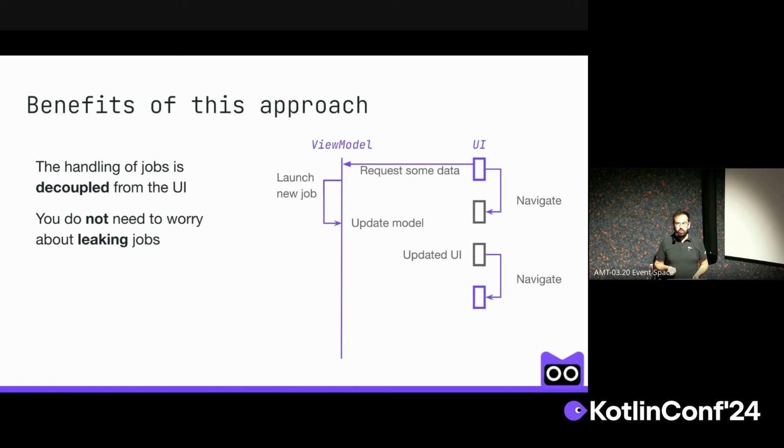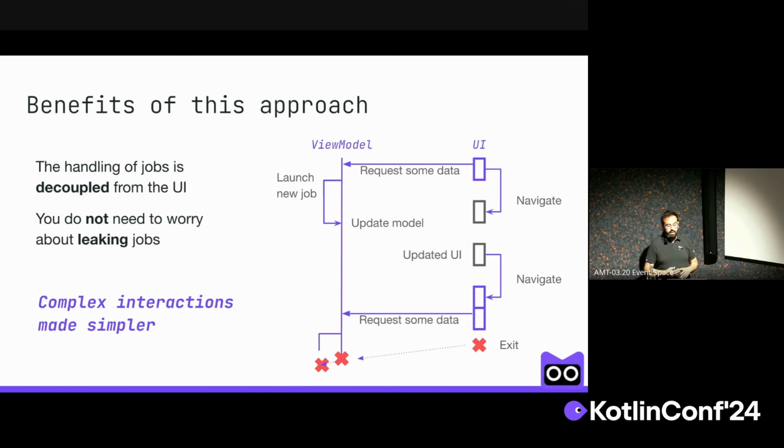The second thing is that we don't have to worry about leaking jobs, because now my screen can request some data, and then again I will launch a new job. But then this activity is cleared for any reason, and automatically this means that the view model scope is going to be canceled, and that means that the new job I launched is going to be canceled. All of this without having to do anything. So the key here is that complex interactions that we had to handle before manually are now just made simple. We don't have to worry about this.